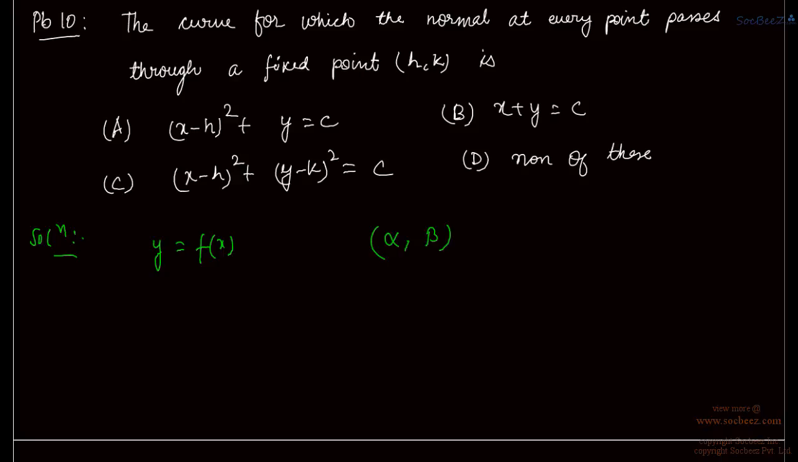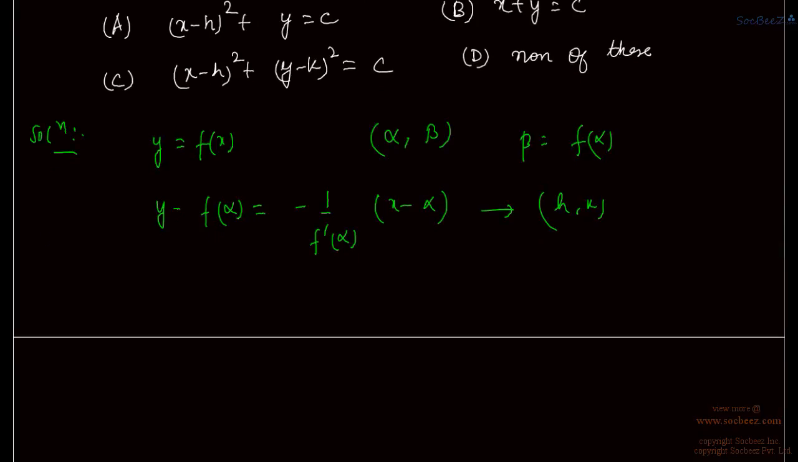Then at (alpha, beta) we have the equation of normal as y minus beta is equal to, where beta is equal to f(alpha). So let me write in place of beta f(alpha), and the slope of normal is minus 1 upon f'(alpha), times x minus alpha. Okay, so this normal always passes through a fixed point (h, k). So this equation will always satisfy this point (h, k). So in place of y we can substitute k minus f(alpha) is equal to minus 1 upon f'(alpha) into h minus alpha.